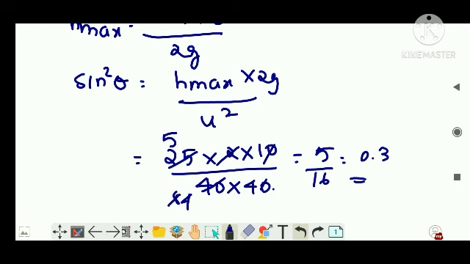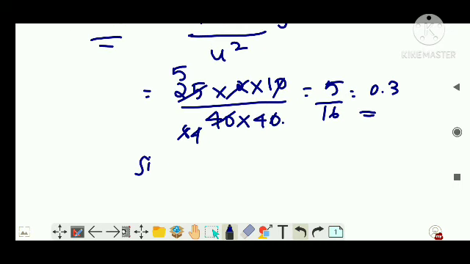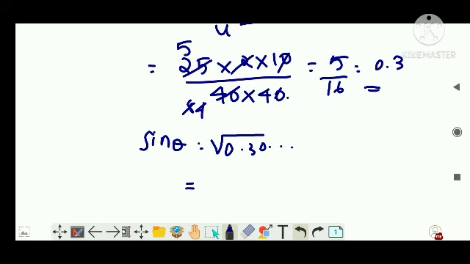So 0.3 is the sine square theta. So sine theta will be root of this, 0.30 something, right? Yeah, so that means, see guys, this and all values will be given. So I have used a calculator, right? So you will get sine theta, sorry, sine this value as 0.5534. So in your examination, obviously you will not be allowed to use a calculator, I believe you know, right?